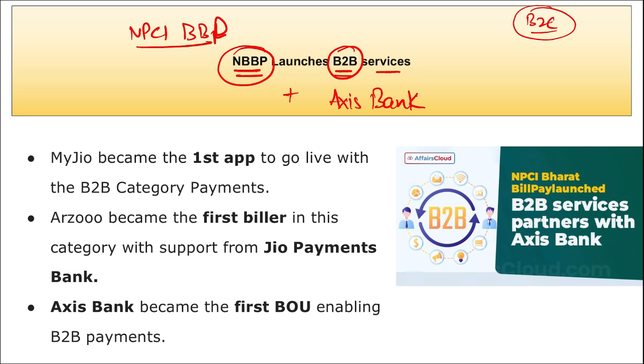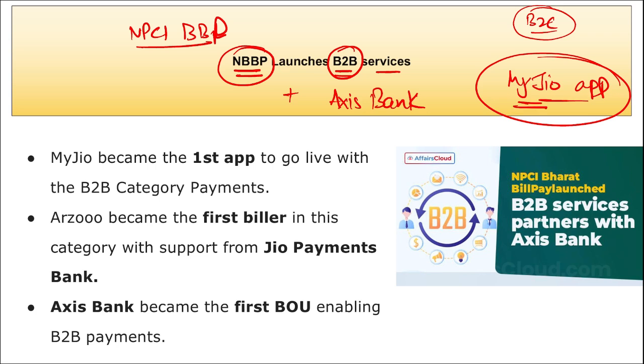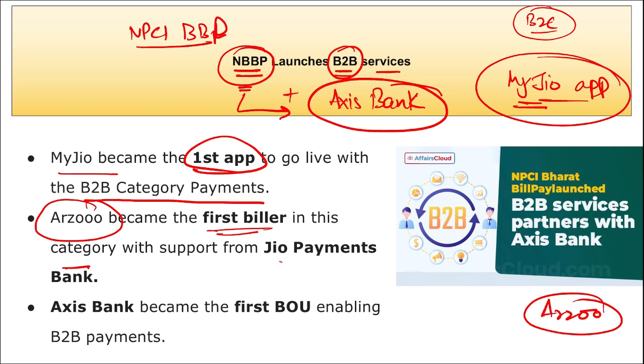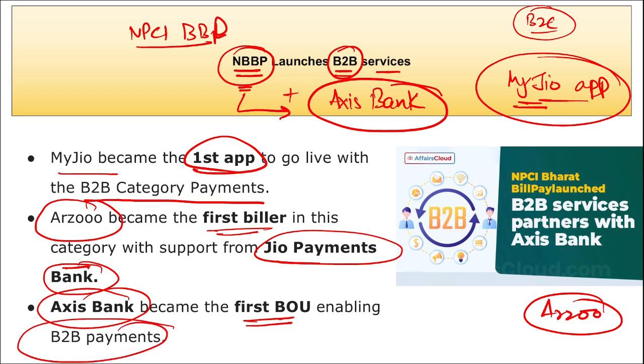Apart from this, remember NBBP's business to business category payment went live for the first time on the MyGeo application, correct? I repeat, for the first time it was live on the MyGeo application, and it was for Arzu. Arzu is a B2B retail tech platform, correct? And here NBBP tied up with Axis Bank to launch this B2B service. Now, if we talk about this B2B category payment, MyGeo became the first app to go live with the B2B category payment as we just saw, and Arzu became the first biller in the category with the support from the Geo Payments Bank. Here, Axis Bank became the first BOU enabling the B2B payment.